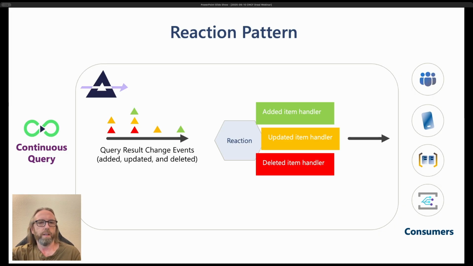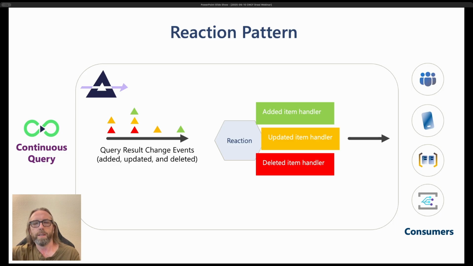So on the left there you see there's a continuous query. It's outputting this stream of well-formatted, meaningful change events that contain all the information about what's been added, updated, and deleted to the result of the continuous query. The reaction takes that and it implements a handler for things that have been added, things that have been updated, and things that have been deleted. And it takes an appropriate action based on what it knows the solution's about, the changes that have happened.